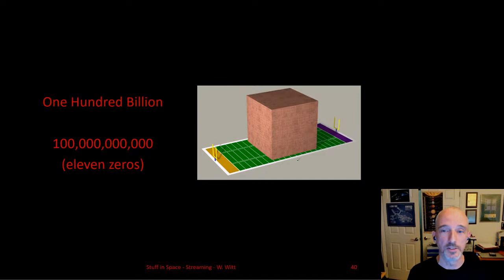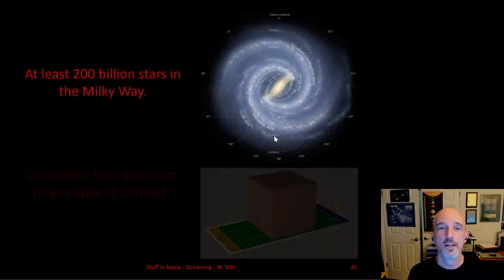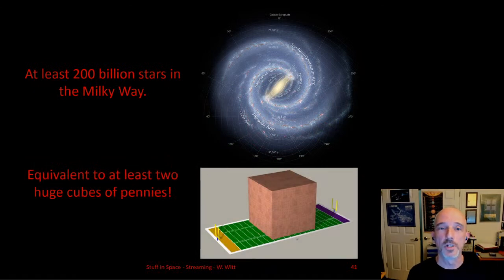Here's 100 billion pennies. So this is sitting on a football field. Our little cartoon dude is getting pretty small down here, right? And yeah, if you think of a single penny, you can easily lose a single penny in the grass of a football field, right? But 100 billion pennies, that's a pretty big stack. And then to tie this back to the Milky Way galaxy discussion we had earlier, we said we have at least 200 billion stars in the Milky Way. And so that's at least 2 giant cubes of pennies worth in terms of number of stars.